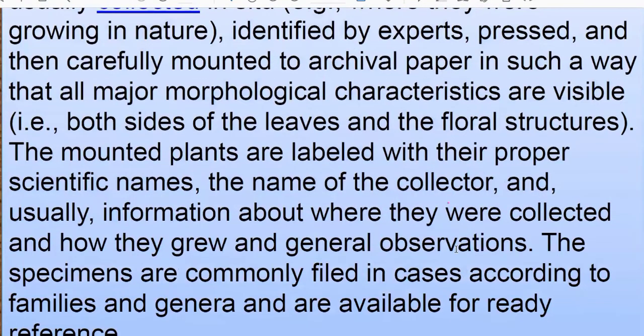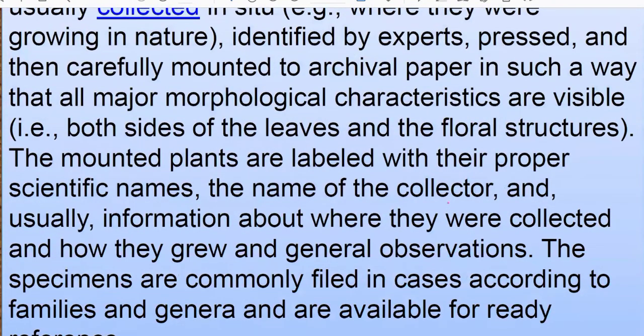Let us go to that. Here I just now explained what it contains. There will be the name of the collector, by whom the plant is collected, its scientific name and common name, information about where they were collected and how they grew, and general observations. The specimens are commonly filed in cases according to families and genera, and species are also ordered.